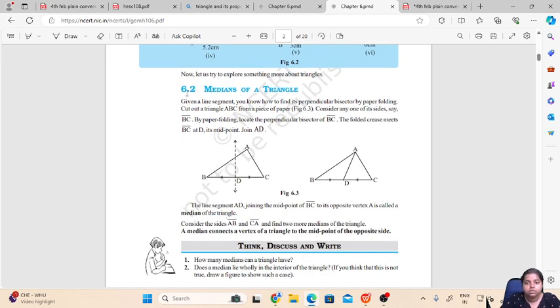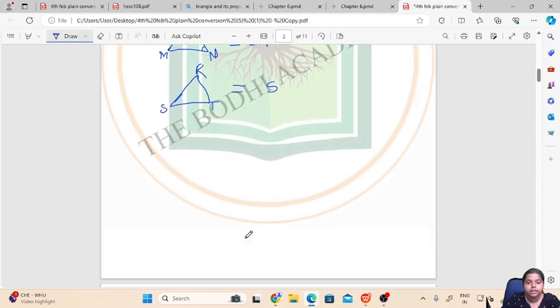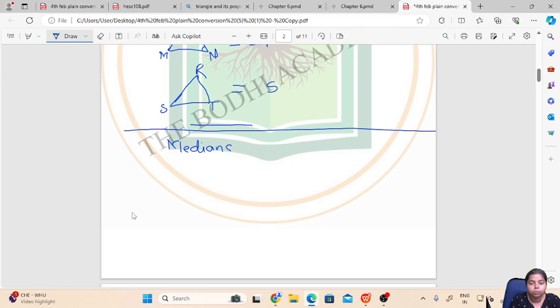Now we'll start with a new topic, that is medians of a triangle. What you do is take a piece of paper, and on that paper we'll start with medians of a triangle. This is a topic, not a chapter name.